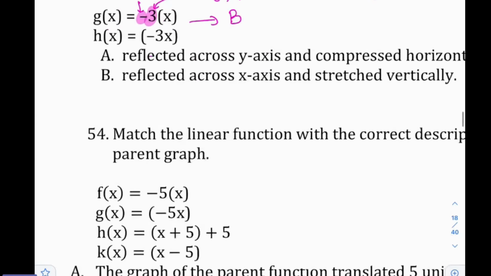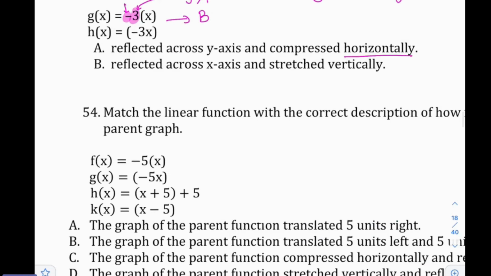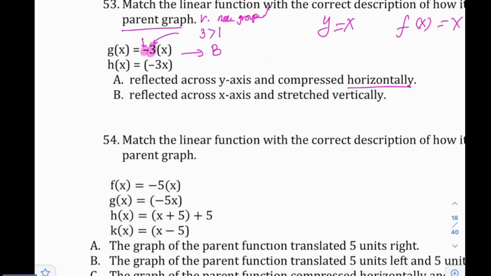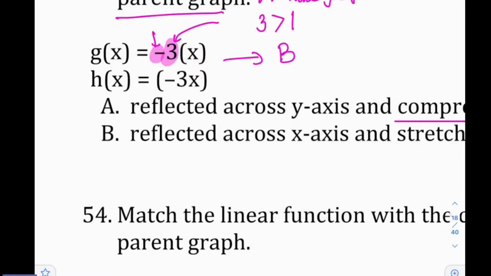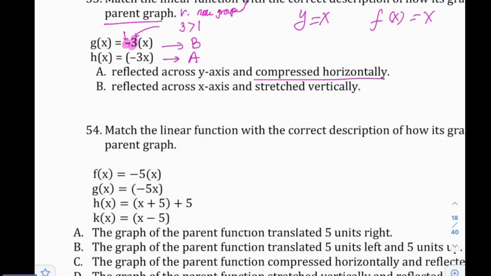The other one is exactly the same, but as you see, everything is inside the bracket. Inside the bracket, it's affecting horizontally, and everything will be reversed. We were saying that the 3 does a vertical stretch if it is outside the group. So if it's inside the group, reverse everything. It will be compressed horizontally, or horizontal compression, as mentioned here. And the reflection, instead of being across the x-axis, will be across the y-axis. So this will go to A.